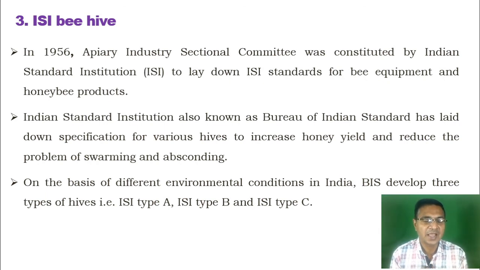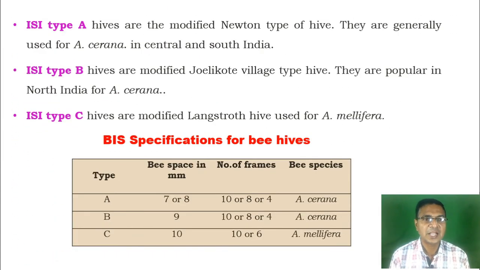The BIS constructed special types of beehives named ISI type A, type B and type C. These are the different types of ISI or BIS beehives. Type A is the modified Newton type of hive, which is used for Apis cerana in central and south India.